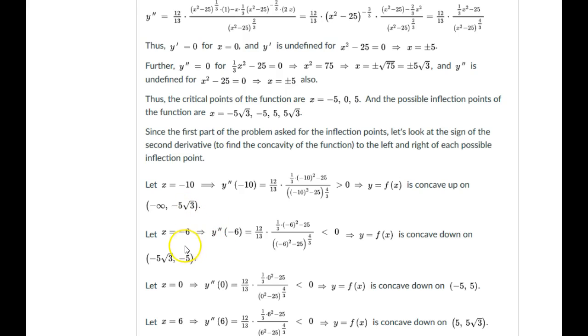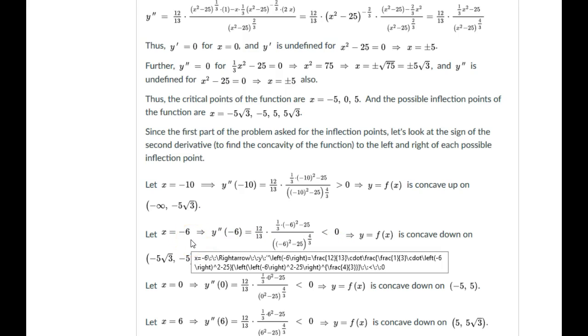So now just in between −5√3 and −5 actually. So I'm going to look at −6. It's a decent number in between there. Look at the second derivative at −6. Plug that in. This is 1/3 of 36, which is what? That's about 12. So 12 minus 25 is certainly negative. The denominator is always positive, so that's negative. So we do have a change in concavity, because from minus infinity to −5√3 it's concave up, and then from −5√3 to −5 it's concave down. So that means that −5√3 is actually an inflection point.